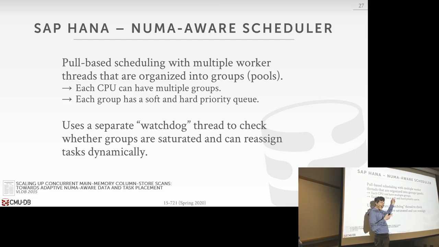So I still want to execute both tasks. This just says that this thing has to run in my socket or run in my group. No one can take it. And these are things that are eligible to be stolen from other groups.